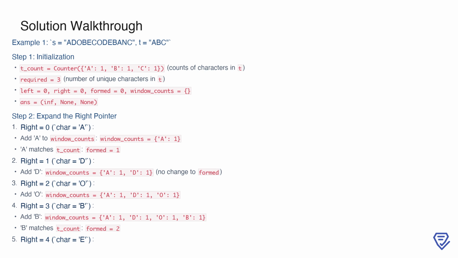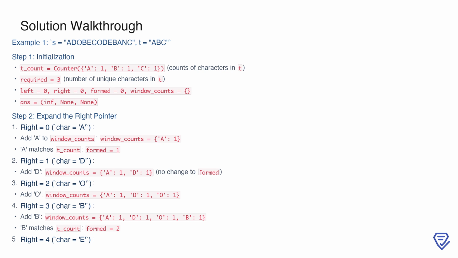Now, we expand the right pointer. At right equals 0, the character is A. Adding it to window_counts gives A1, and since this matches the frequency in T_count, we increment formed to 1. At right equals 1, the character is D. Adding it updates window_counts to A1, D1, but since D is not in T, formed remains 1. At right equals 2, the character O is added, making window_counts A1, D1, O1, with no change to formed.